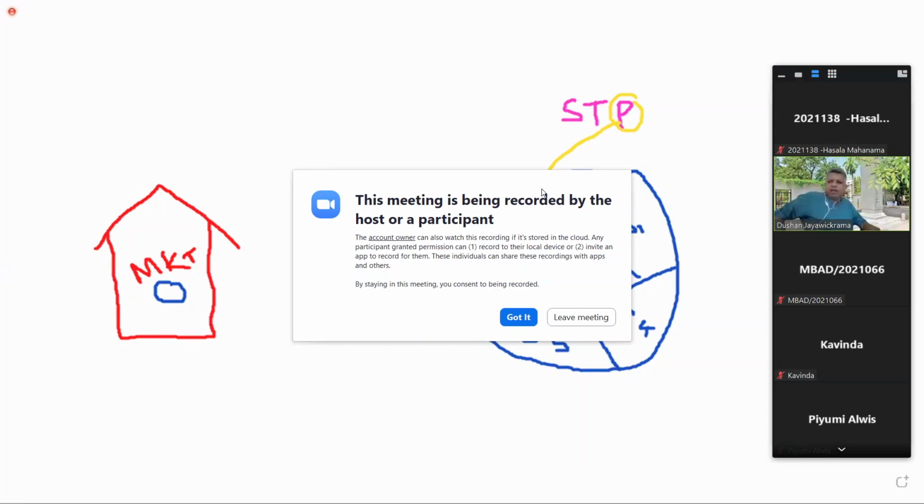When Anchor first came into the market, how was it positioned, if someone can remember? Anchor comes from where? New Zealand.